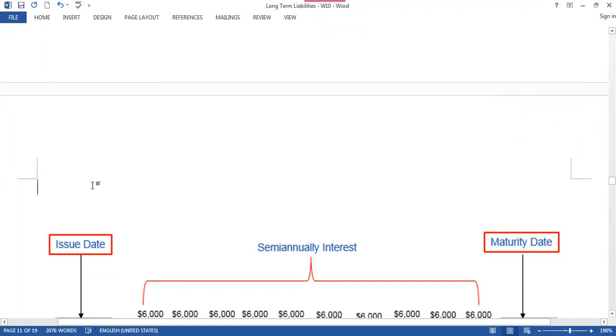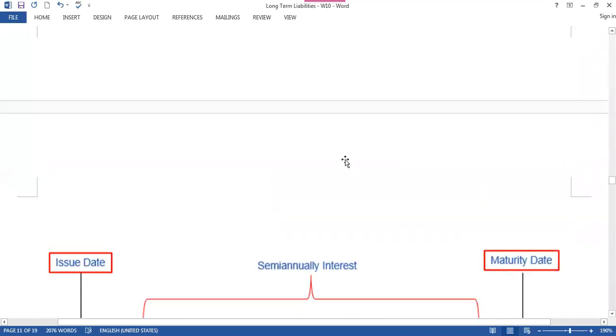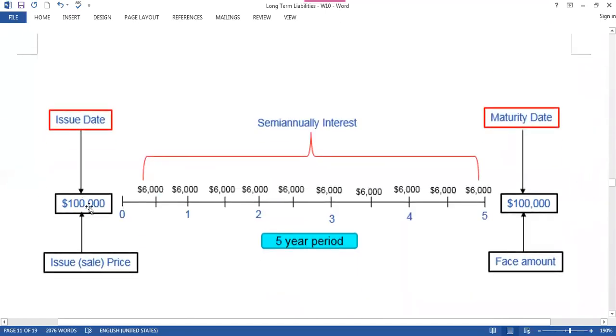Look at the new diagram. So this is the new diagram. Before, we had a question mark here: what is the present value? Now we calculate this, and we find that the present value is $100,000.